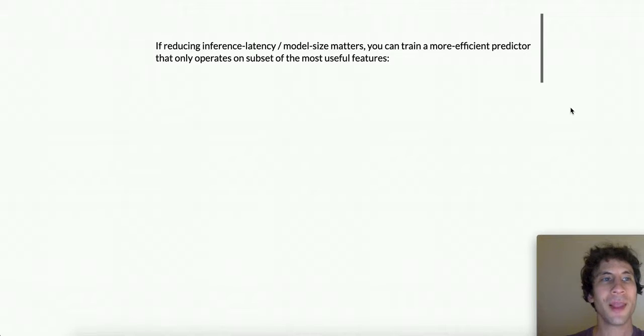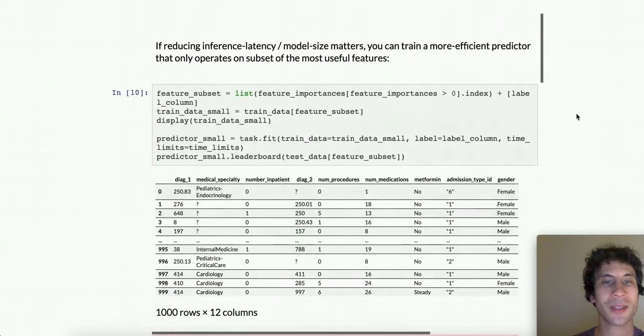If reducing inference latency matters to us, this is still a useful method because we can now retrain a much more efficient predictor that only operates on a subset of the most useful features. For example, here we only keep those features whose importance in the previous result was positive. Other features basically showed either no drop in predictive performance or even possibly a negative drop, meaning the accuracy of the resulting predictor actually improved when they were shuffled, probably just due to random chance. But features that have non-positive feature importance scores presumably are not providing much predictive signal anyway, and so we might as well just get rid of them.